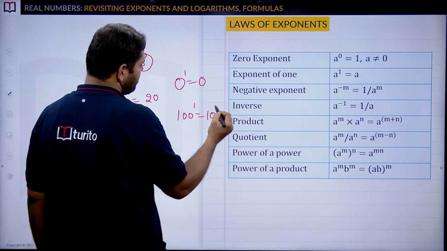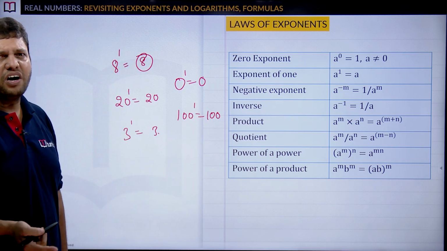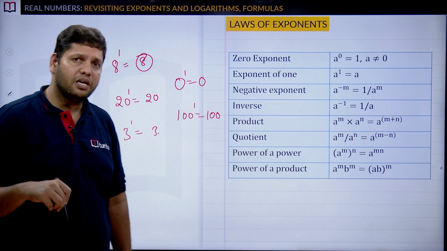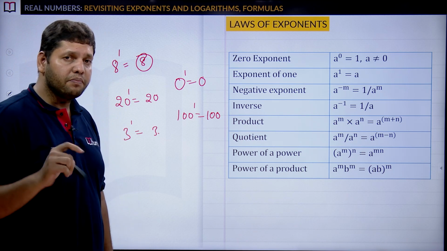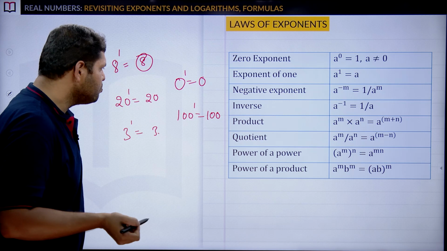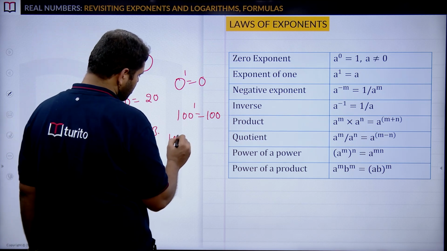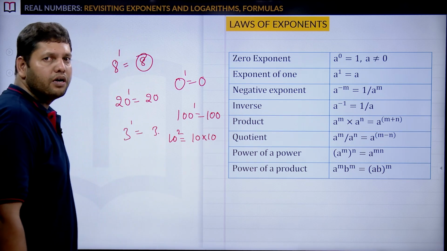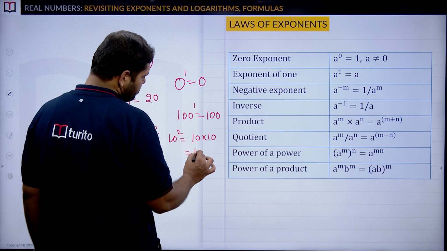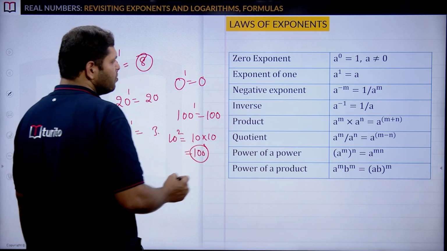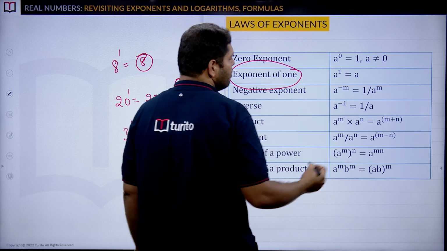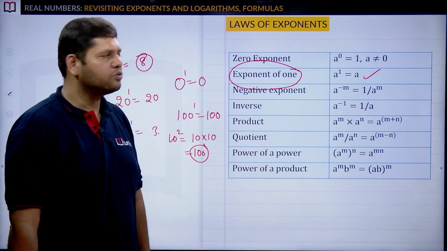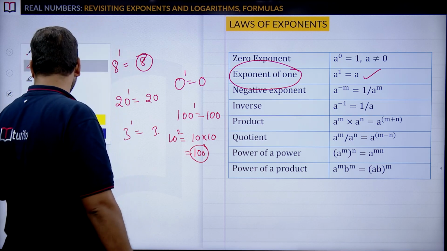What is the answer, children? Here it is 100 only, because the exponent value is 1, so we will get the same number, because you are multiplying only one time. The repetition is 1. If the exponent is 2, the repetition is 2. If I am writing 10 to the power of 2, what does it mean, children? It is 10 into 10, which is nothing but 100. So 10 square value is 100. So exponent of 1 is a to the power of 1, where the answer is the same, like a power 1 is equal to a. So that is the exponent of 1.